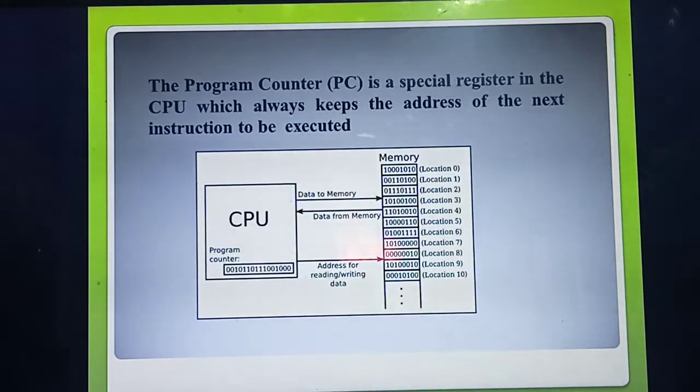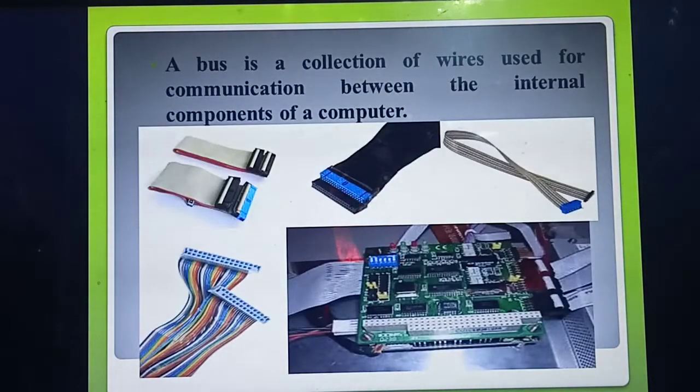Understood what the program counter is? It's a special kind of register. It always stores the address of the next instruction to be executed. Understood? Okay. So next, that's the important definition: define program counter.